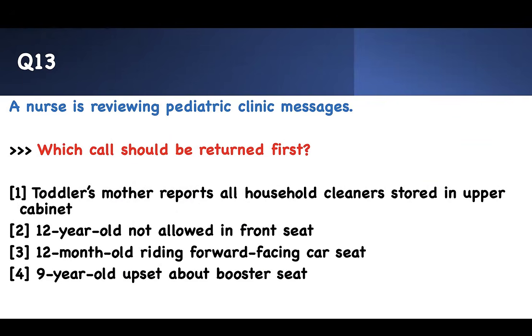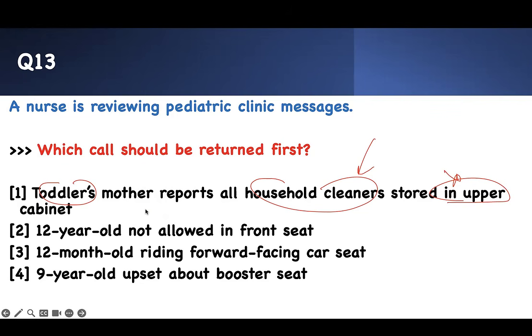A toddler's mother reports all household cleaners are stored in the upper cabinet. A 12-year-old not allowed in the front seat. A 12-month-old riding in a forward-facing car seat. And a 9-year-old upset about a booster seat. Look at each answer choice and use some common sense. A toddler, what is the problem? The mother said all household cleaners, which are bad, poison, are stored in the upper cabinet. The child will never reach it.